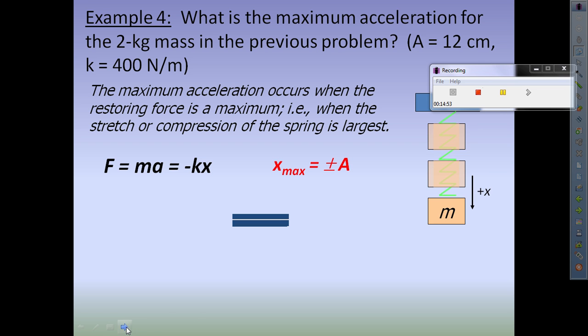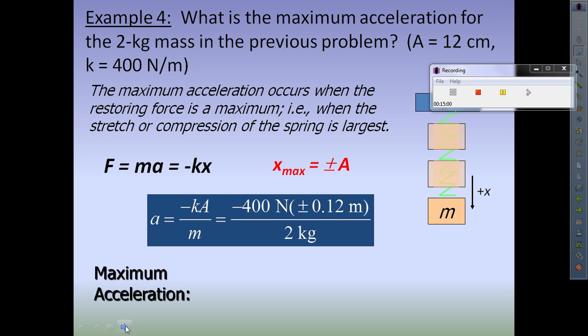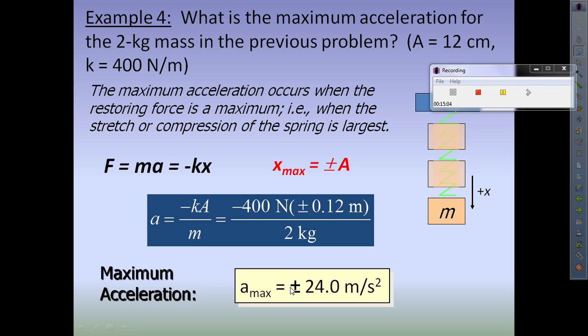So it occurs at plus or minus 12 centimeters or 0.12 meters, so I can solve for my A, and it could be plus or minus 24 meters per second squared. The plus or minus is because it can occur here or here. And if it occurs here, it's headed that way, and if it occurs up here, it's headed that way, opposite direction.